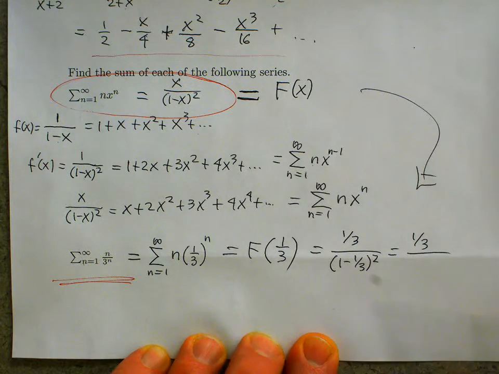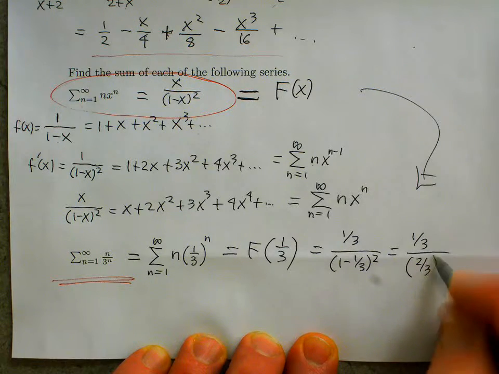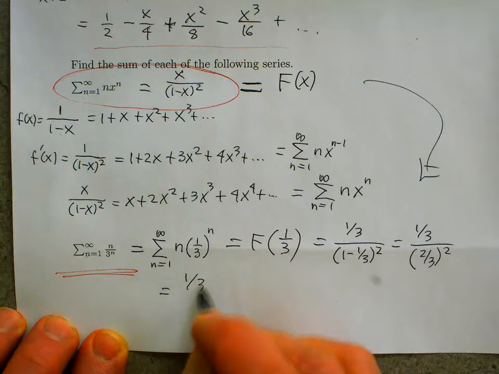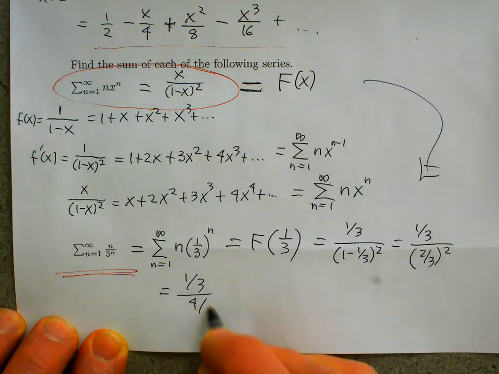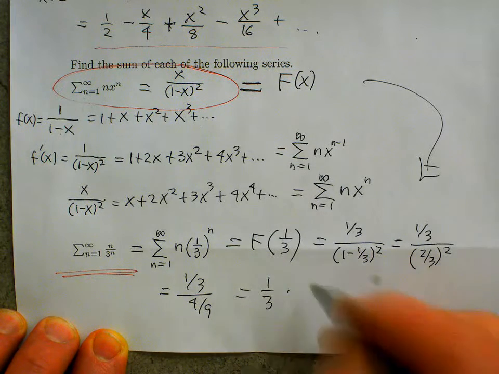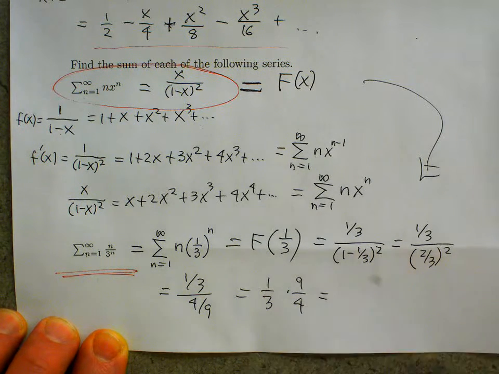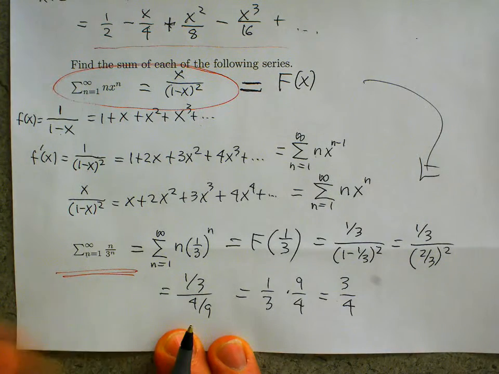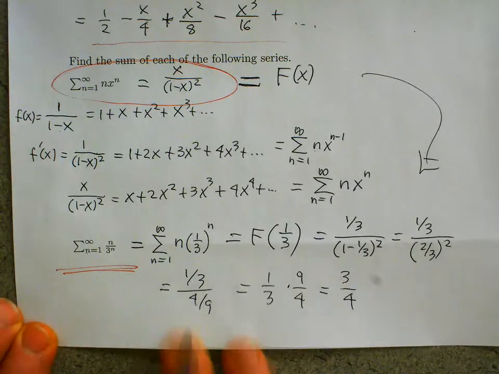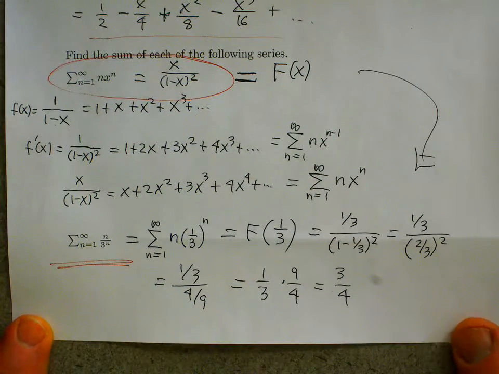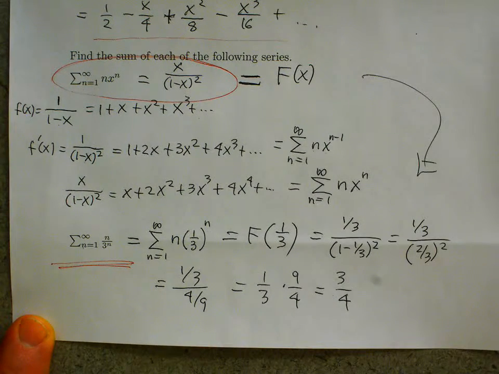So 1 minus 1/3 is 2/3. 2/3 squared. So 1/3 divided by 4/9, or 1/3 times the reciprocal of 4/9. So this simplifies to 3/4. Okay, let's move on to the next page.